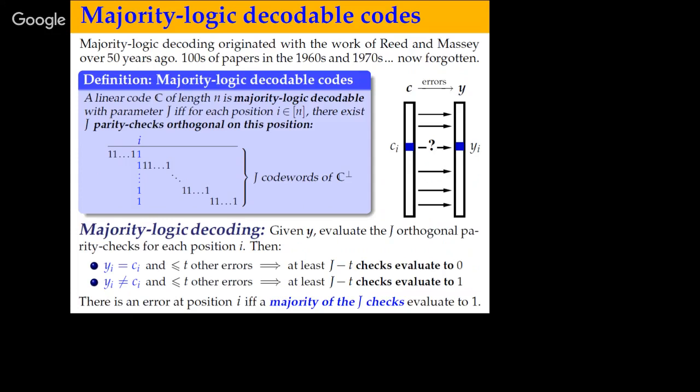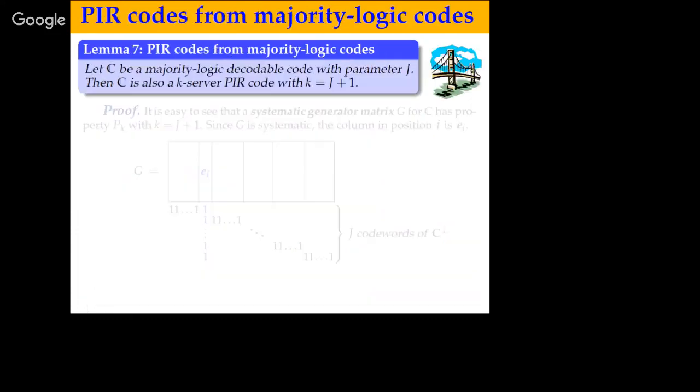So these codes were very, very simple to decode, and as such were extensively studied. You don't need any algebraic decoding. It's very, very easy. You just shift the code word, evaluate these checks, and so on. And then computers became stronger, and we could do algebraic decoding very efficiently, and there's no reason anymore to really study such codes.